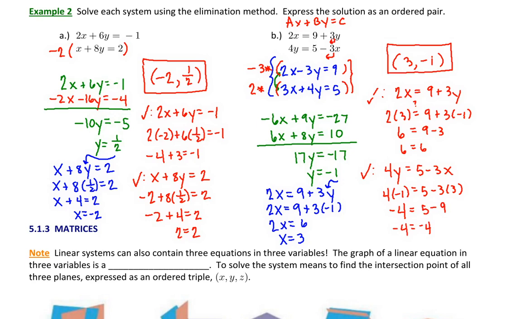And once again, this means that if I were to graph those two lines, they would intersect in the ordered pair 3, -1. So at this point, we have two algebraic methods for solving systems. The first one is called substitution, and the second one is called elimination. Next, we'll look at a matrix method for solving systems.